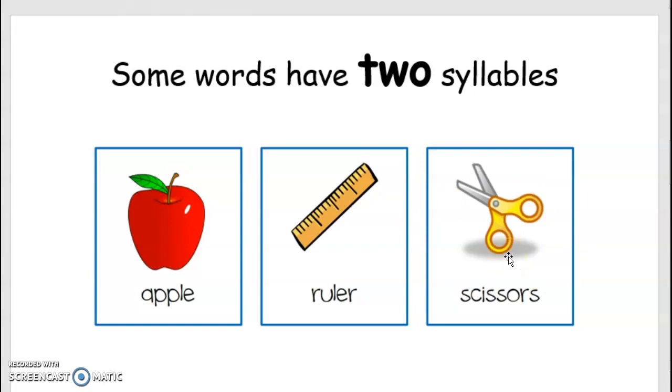Let's try this one. Say scissors. Let's clap it out. Scissors. How many times did you clap? That's right. You clap 2 times. Therefore, there are two syllables in the word scissors.